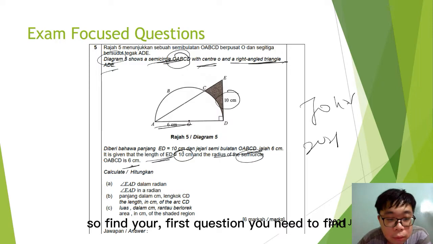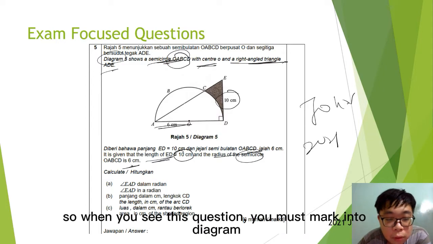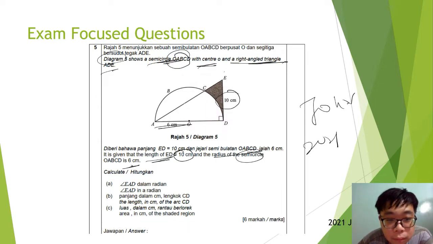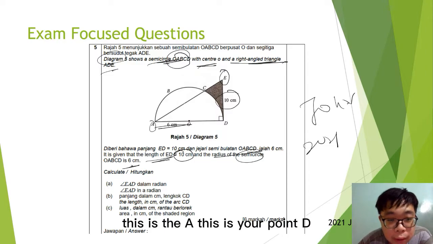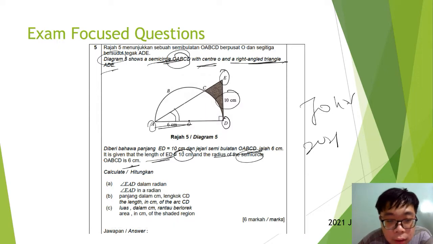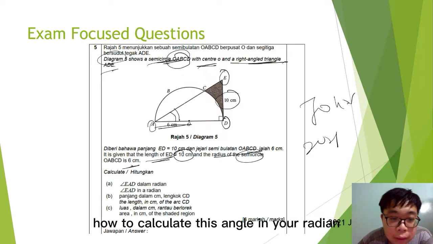So your first question is you need to find the angle EAD in radian. So when you see these questions, you must mark into the diagram in which you can see angle EAD. This is the E, this is the point A, this is the point D. So angle EAD refers to this angle. So we are going to look into this angle, how to calculate this angle in radian.